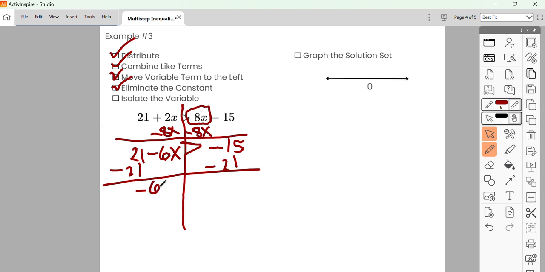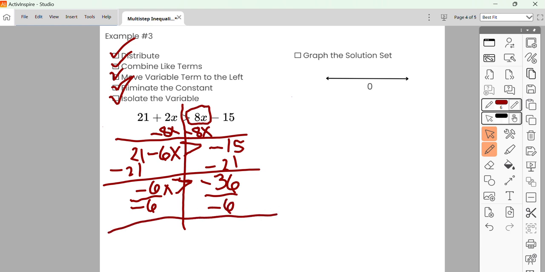So my -6x drops. Don't forget the negative, very important. Greater than, and negative 15 minus 21 is negative 36. Okay? Alrighty. Now we have to isolate the variable. Well, what's in front of that variable? A negative 6 is being multiplied. So to isolate it, we have to divide each side by a negative. And remember, when you divide each side by a negative, your inequality has to flip.